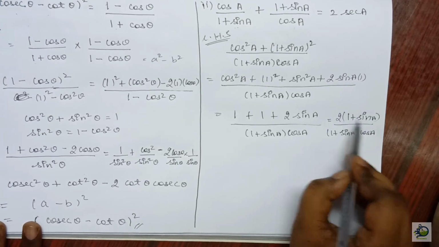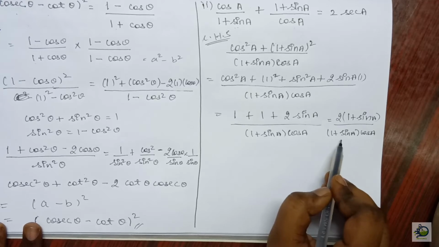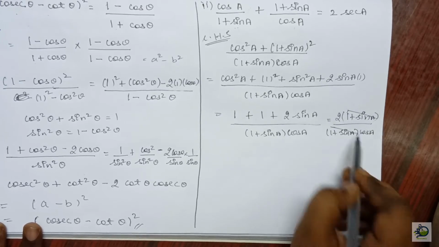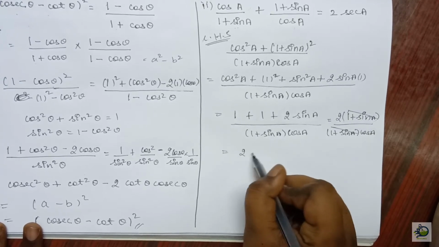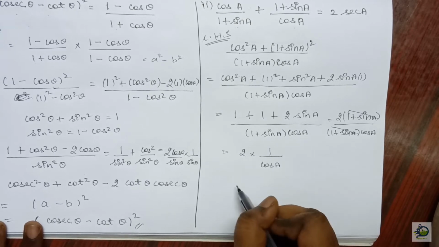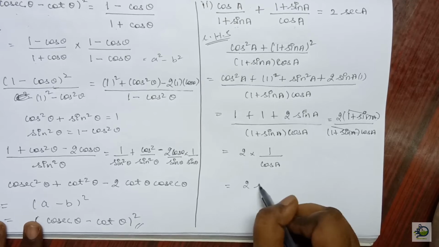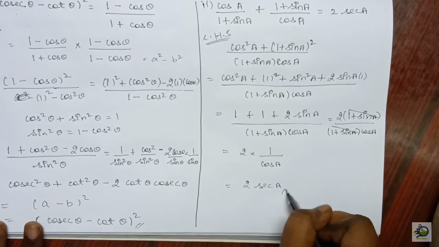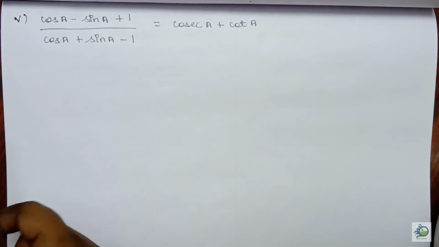Here in the numerator it is 1 plus sin A, and the denominator is also 1 plus sin A. I can cancel both of them. So I get 2 into 1 by cos A. 1 by cos A, we know, can be written as secant A. So it is 2 secant A. Hence proved. Let's move on to the fifth question.